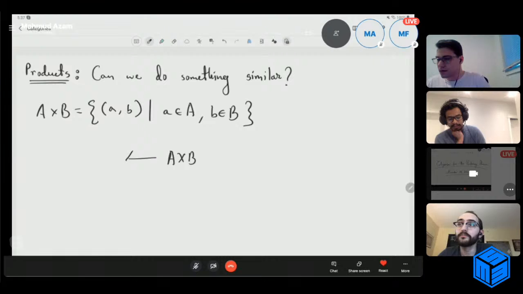But what's so special about this? If I have a function going into A cross B from some set C, let's say, do I have any functions into A and into B? Oh, hang on, what's going on? So we have a function from C to A cross B now?